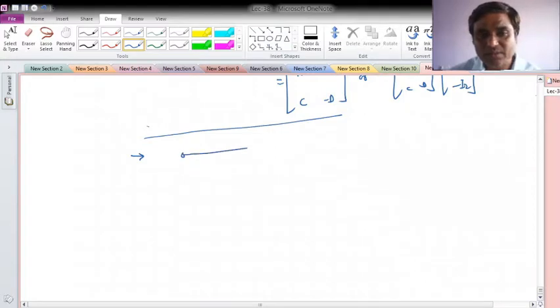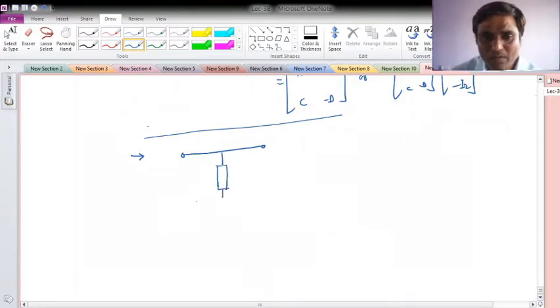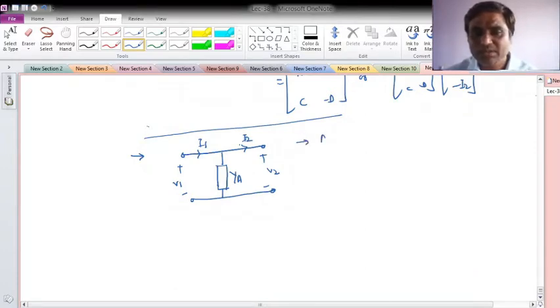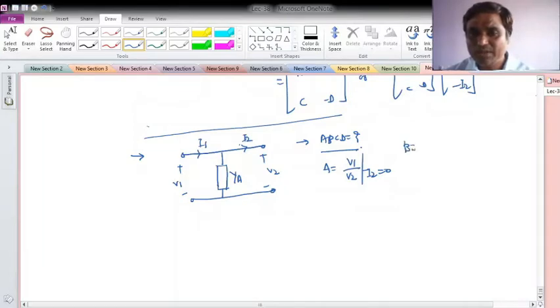Suppose I have a network like this. This is my I1 with plus V1, this is I2, and this is plus minus V2, and say this is my Y. Compute the ABCD parameters. That is what we have to do here. We know A will be V1 by V2 when I2 is equal to 0. This is basically A. And B is minus V1 upon I2 when V2 is 0.